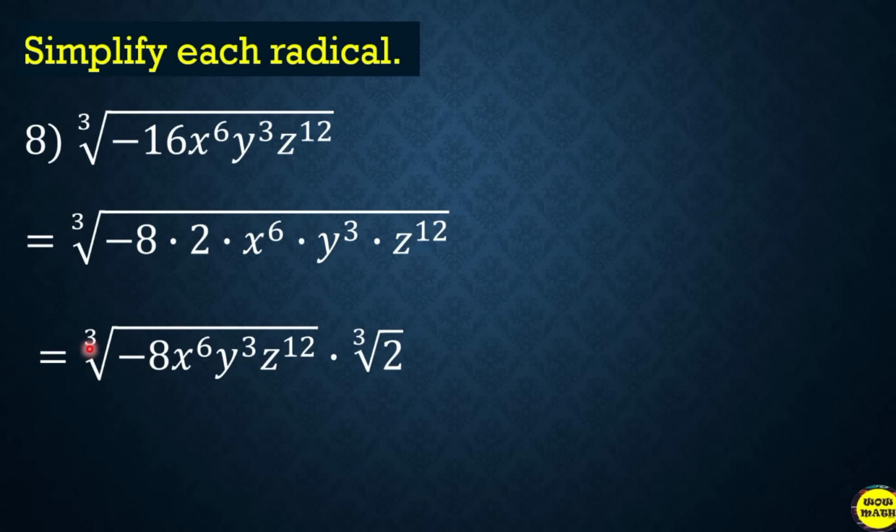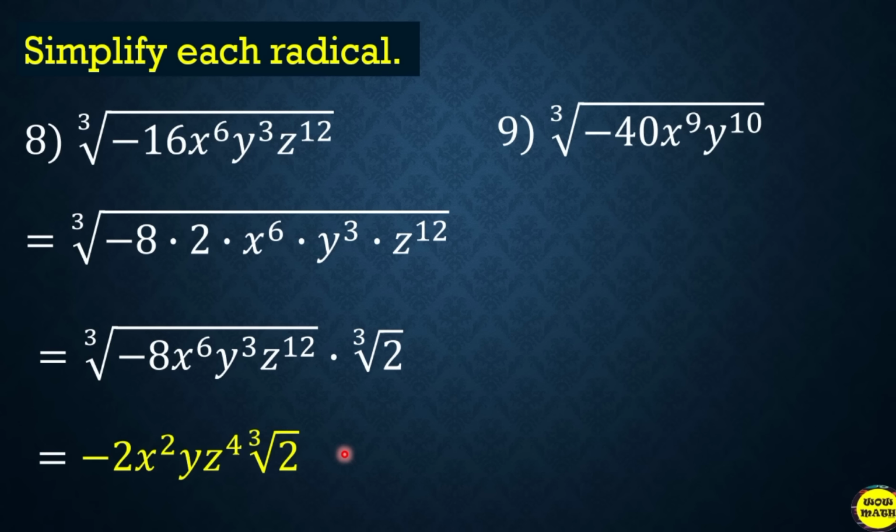Okay, so, cube root of negative 8, that is negative 2. Cube root of x to the 6, so 6 divided 3, that is x squared. Y cube, okay, that is y na lang. 12 divided 3, that is z to the 4th, cube root of 2.